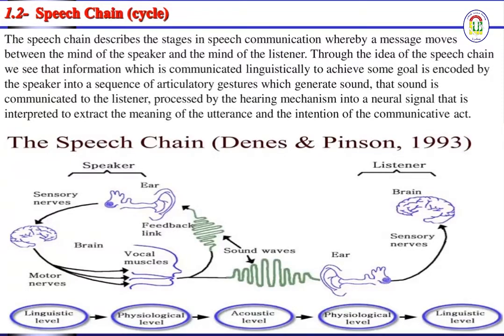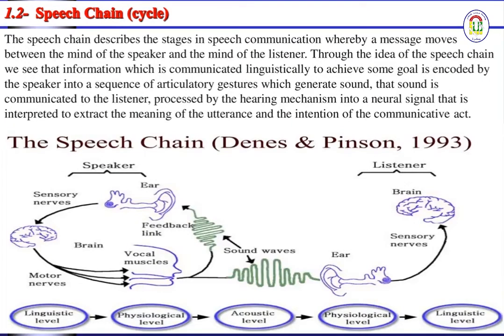The next stage may be called the physiological level, because we use the body to produce those sounds in order to make the utterance. That is composed of a series of sounds to make a comprehensible utterance on the part of the speaker. The figure below shows the speech chain. In the speech chain, we have a speaker and listener, and between the speaker and listener, we can find the cycle of communication using the speech wave.